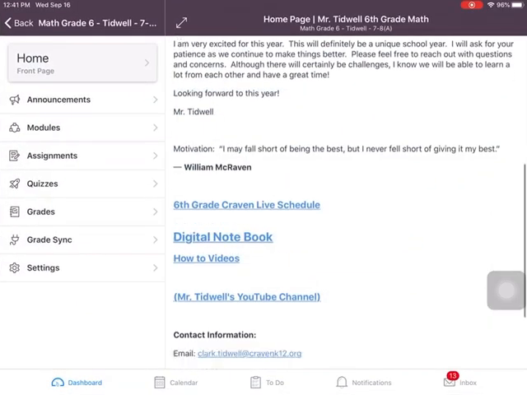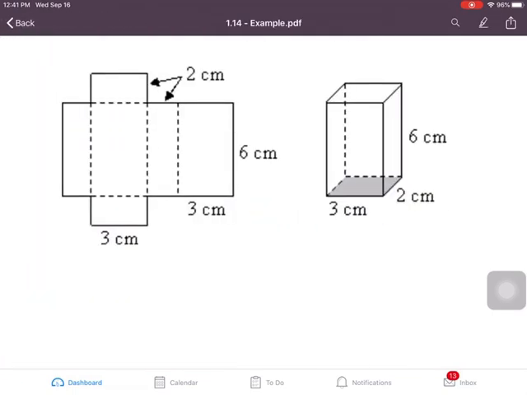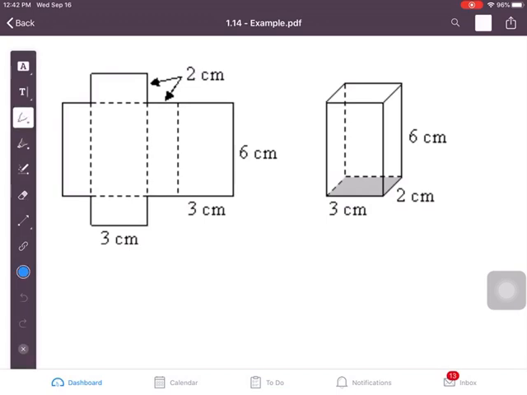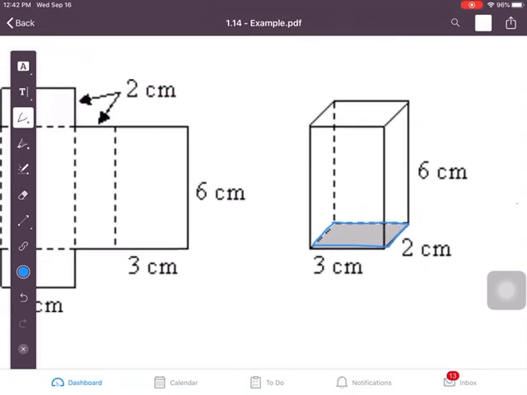I'm going to go back to Canvas. I'm going to do a quick example before we get started. Here's another example of a net and a rectangular prism. This is a really great way to see the different faces. When we start solving for this, sometimes it's easiest to break them apart into different faces. For example, you see how right here, where it looks gray, I could outline that in blue if that makes it easier for me to think about, okay?